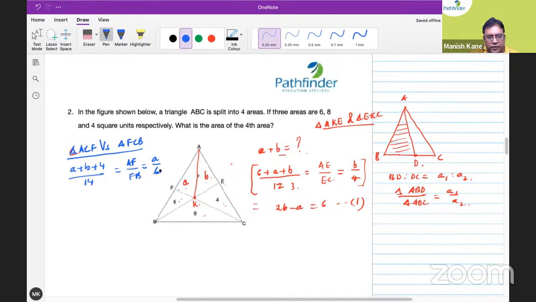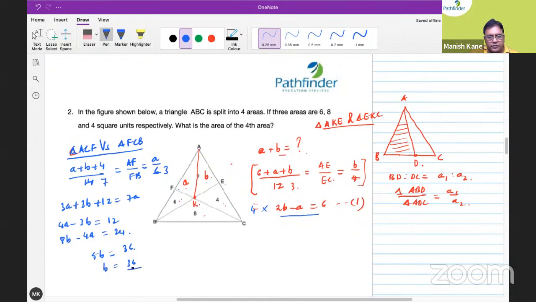So you have another relation. You can simplify this. 2 3s are 6, 2 7s are 14. So 3A plus 3B plus 12 is equal to 7A. So you get 4A minus 3B is equal to 12. So 4A minus 3B is equal to 12, and you have 2B minus A equal to 6. So if I multiply the second by 4, I'll get 8B minus 4A is equal to 24. Correct? So if I add these two, I'm going to get 5B is equal to 36. So B is equal to 36 by 5.